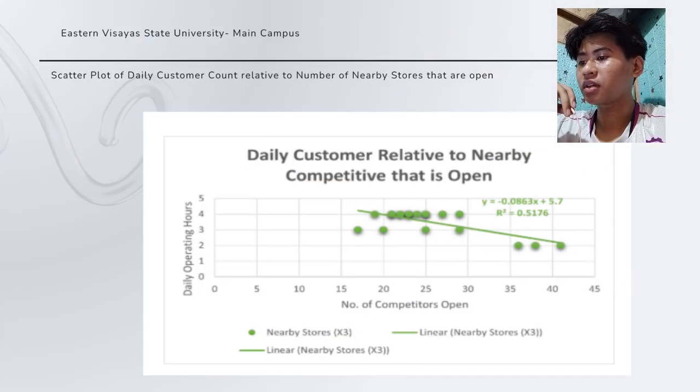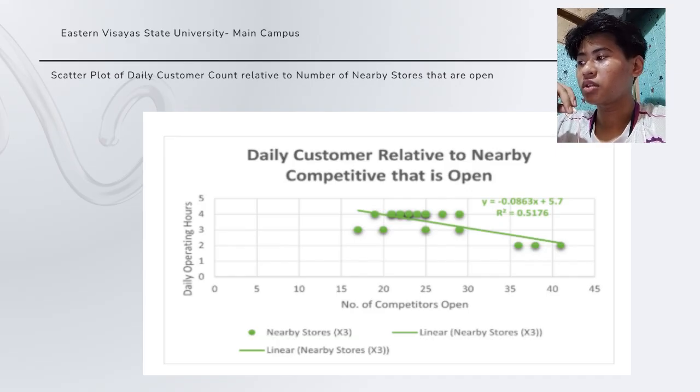And for our last scatter plot, it shows the relationship between the nearby competing stores that are open and the customer demand. So among all the variables, this figure demonstrates the strongest linear relationship. The downward trend line indicates that as the number of nearby competitors increases, customer demand significantly decreases.